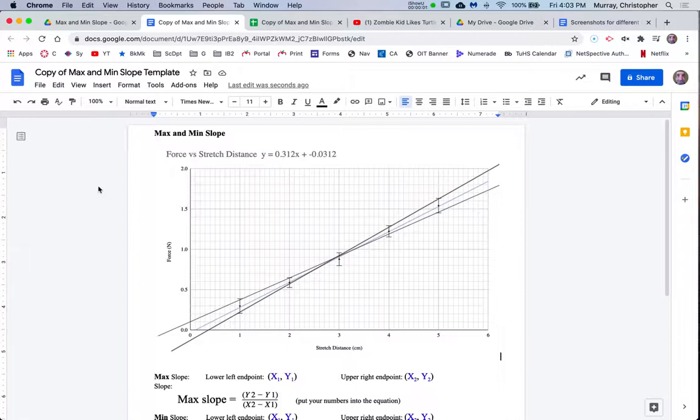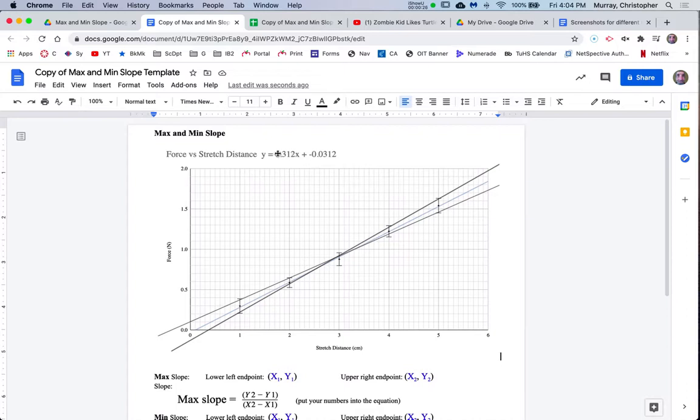In this video, I'll show you how to analyze the endpoints of these max and min slope lines and use that to calculate the slope of your graph and the uncertainty of the slope of the graph. Actually, we're not going to calculate the slope. The slope is 0.312, okay? And that's newtons per centimeter or something like that. Okay, so we're not going to calculate the slope, but we are going to calculate the max and min slope.